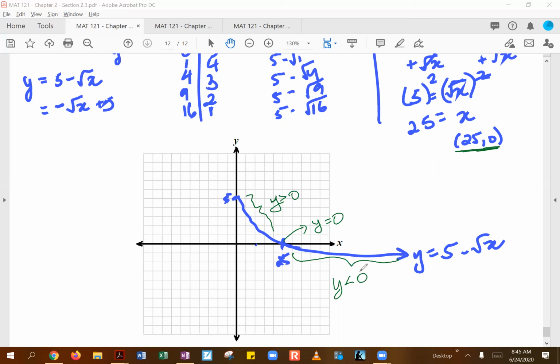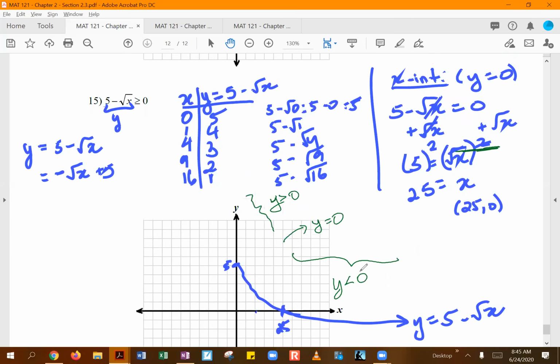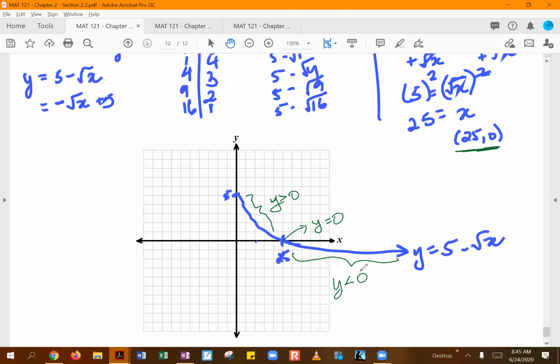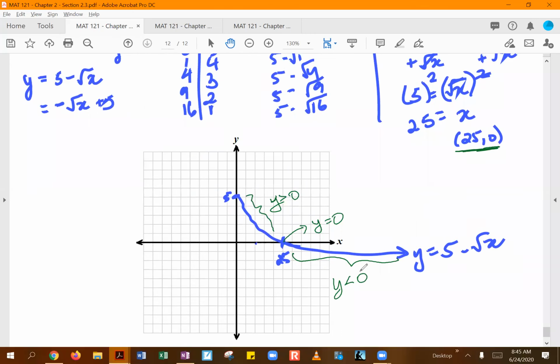So since this inequality is asking us specifically for where it's equal to 0 and greater than 0, we of course need to use that first part of our graph, from the point where it starts at the y-axis until it reaches the x-intercept. So does anybody have an idea how we would write that in interval notation? Remember, interval notation is always written with respect to the x values, the x-axis.